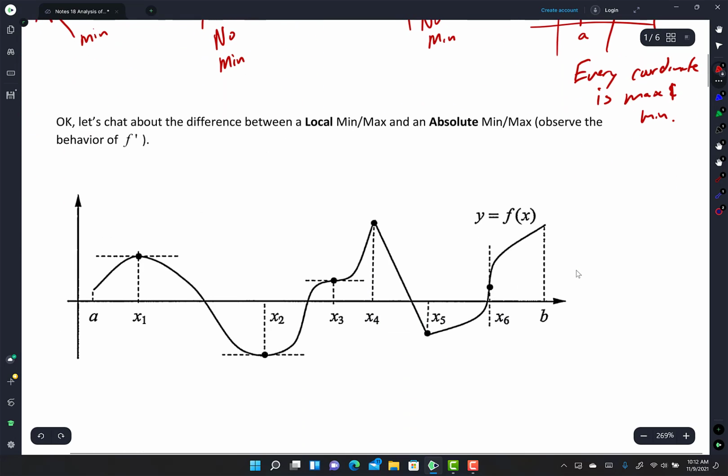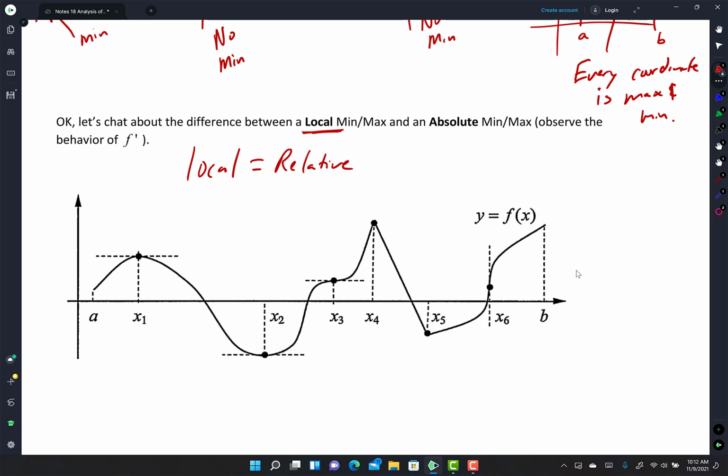Okay, look at this picture here. There are some vocabulary words that we use interchangeably, and I want you guys to make sure that we know them. Ready? The word local means relative. And you're going to see those words interchangeably. So if it says, can you find me my local mins or local max? It means the same thing as, can you find my relative min, relative max? I think that's pretty easy to remember.